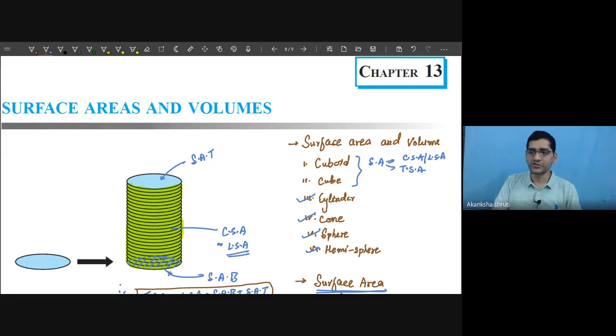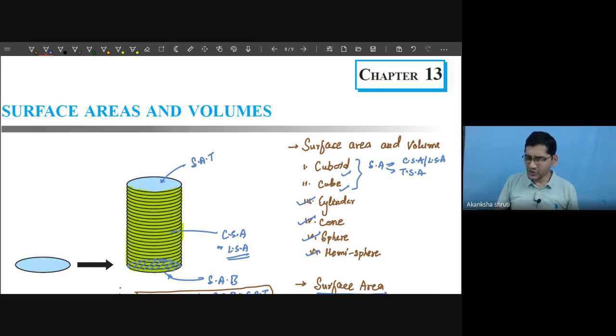In a sphere, there is no bottom and top surface area. So for a sphere, the total surface area is same as lateral surface area. These things we had discussed earlier. Okay. So now today, let us continue with the cylinder. So students, for this cylinder, how is this cylinder obtained?